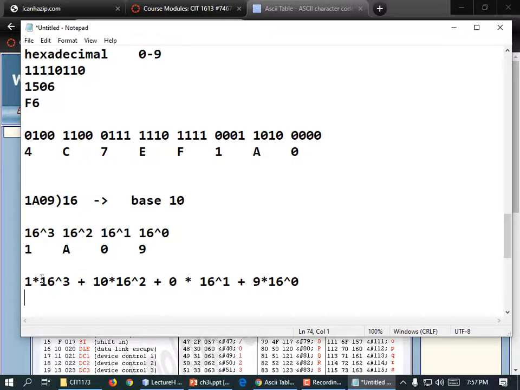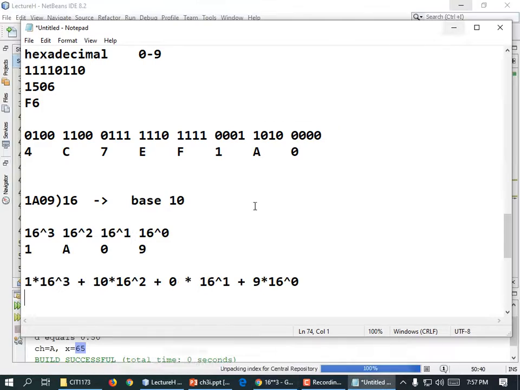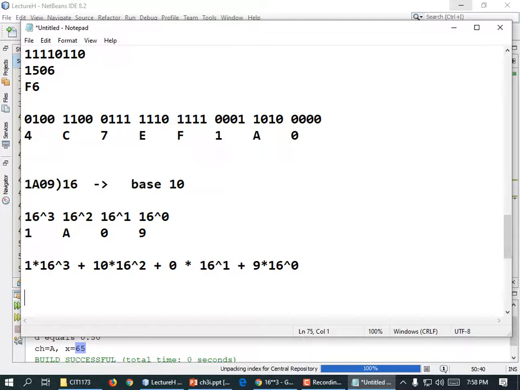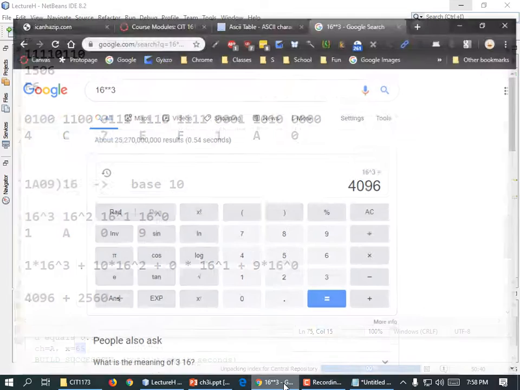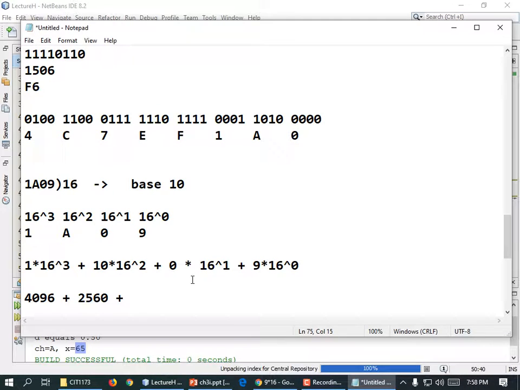Now I don't quite remember 16 to the power of 3. I think it's 4096 or something. 16 to the power of 3 is, yeah, 4096. Anyway, so that's 1 times 4096 plus 16 to the power of 2 is 256, so that's 2560 plus there's nothing there plus whatever 9 times 16 is. I can't do that in my head. I ought to be able to. It's 144. Make sure of that. 9 times 16, 144. And if we added all that together, we'd get our answer.